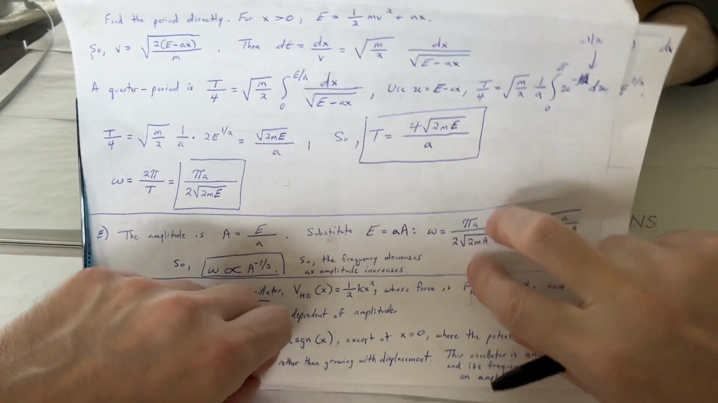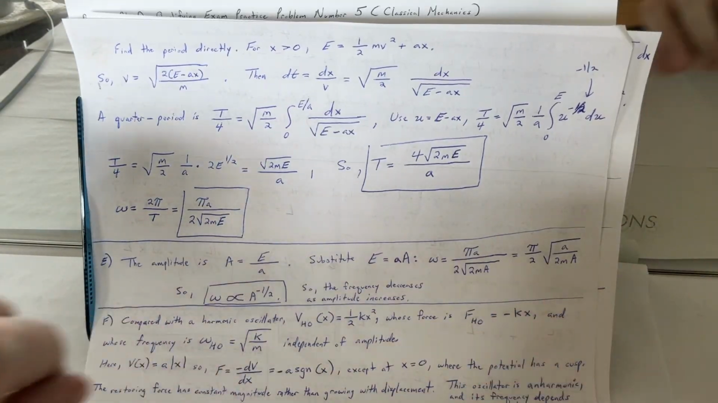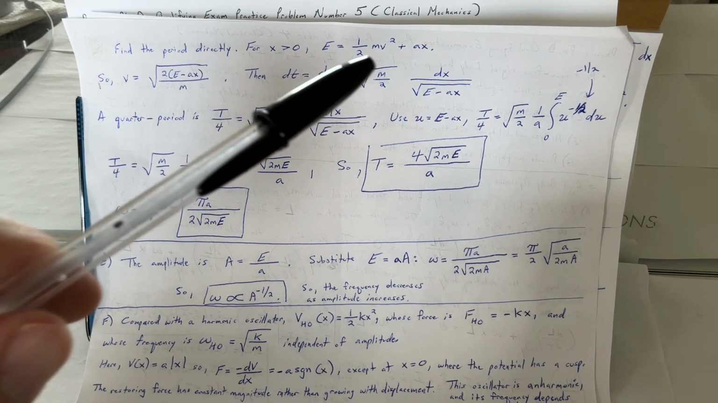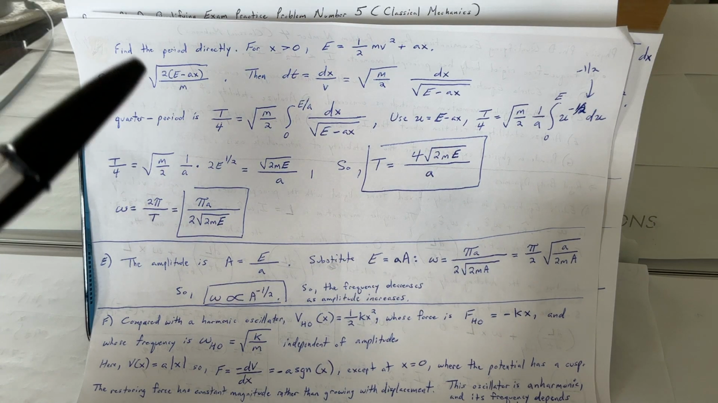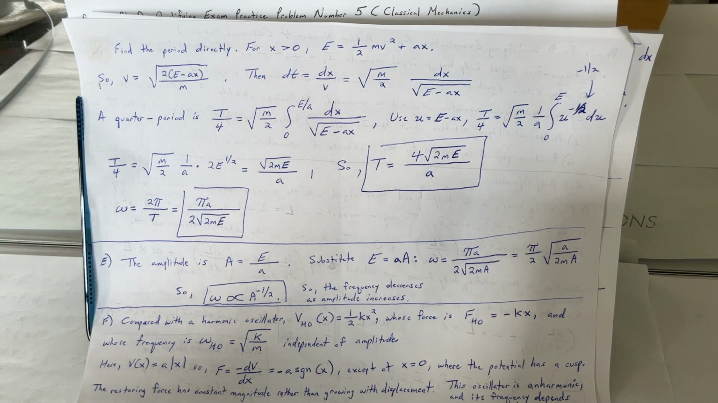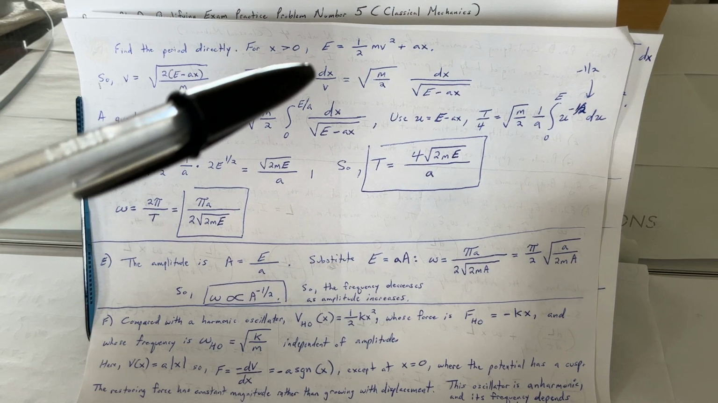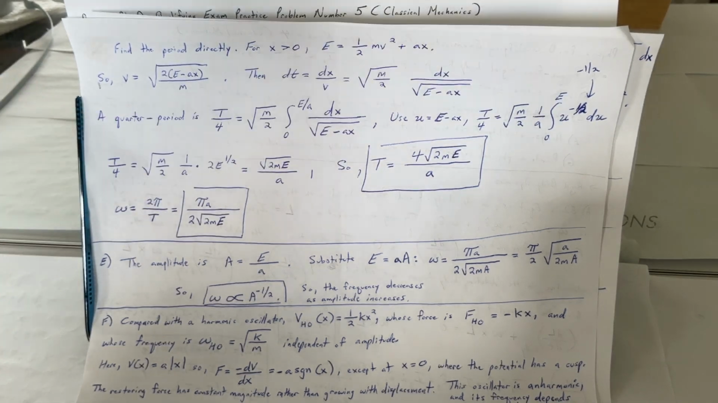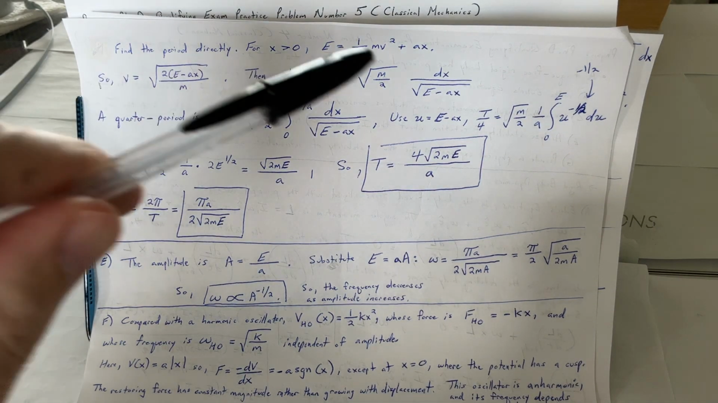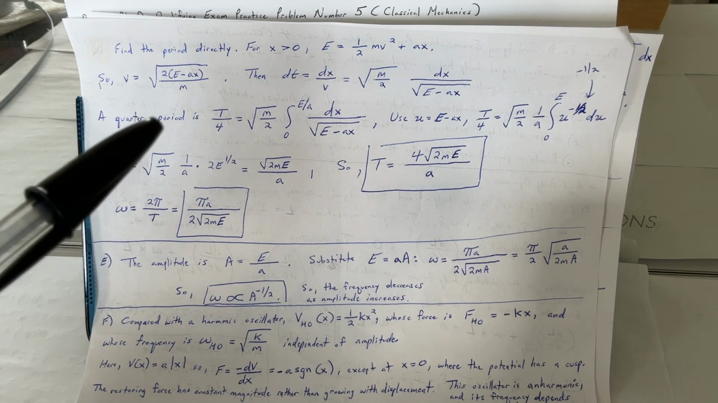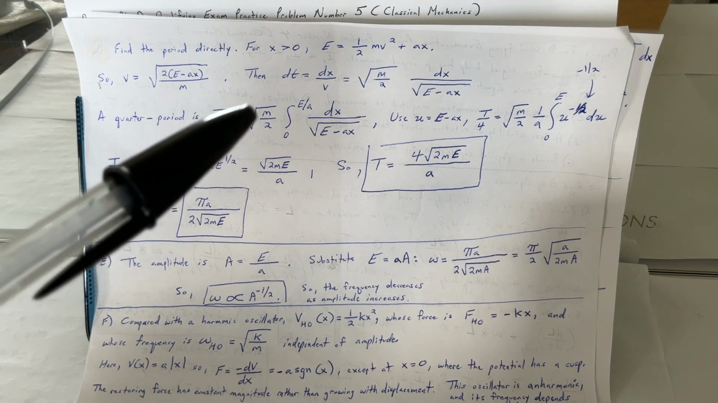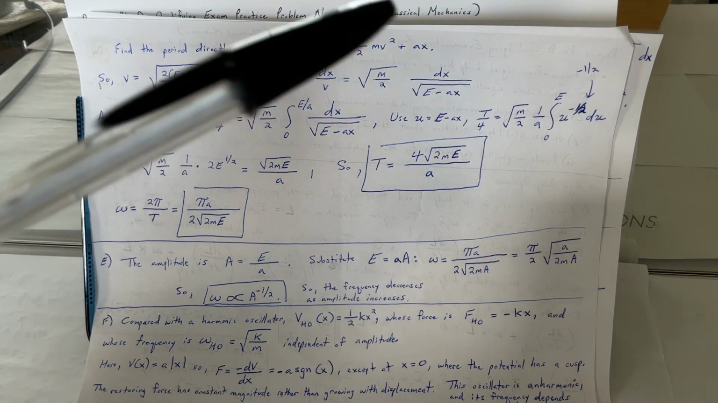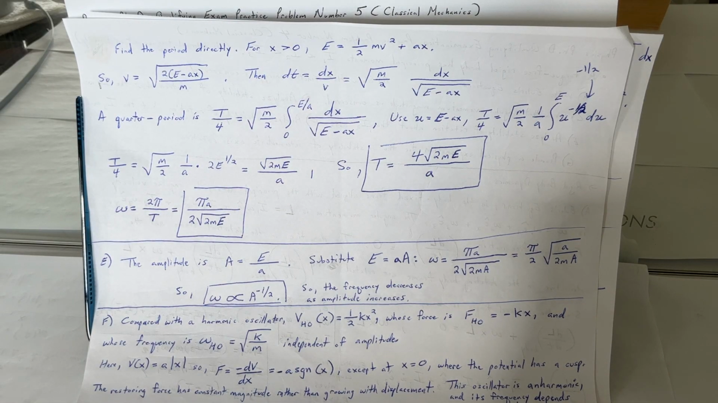We find the period directly for x greater than 0. E is 1/2 mv squared plus ax. Solving for v is the square root of 2 times the quantity E minus ax over m. Then dt equals dx over v, which equals the square root of m over 2 times dx over the square root of E minus ax. So a quarter period is T over 4 equals the square root of m over 2 times the integral from 0 to E over a of dx over the square root of E minus ax.